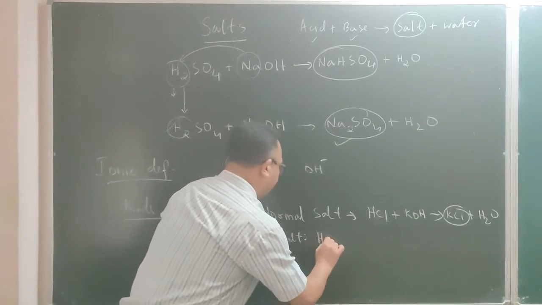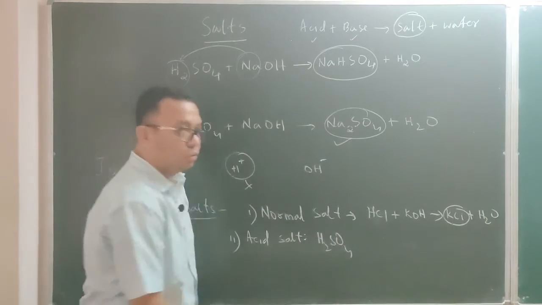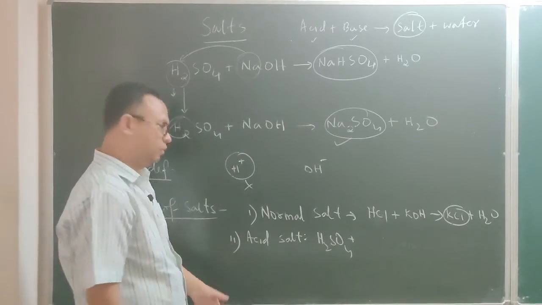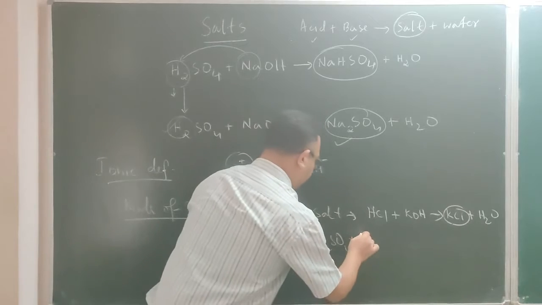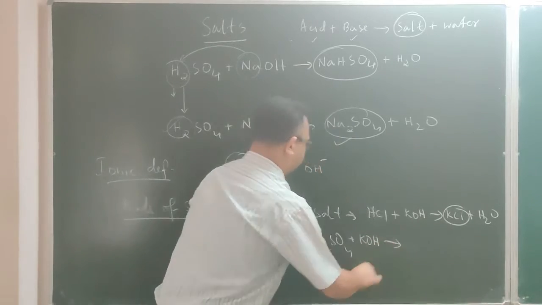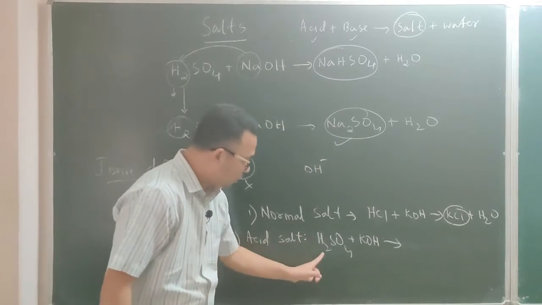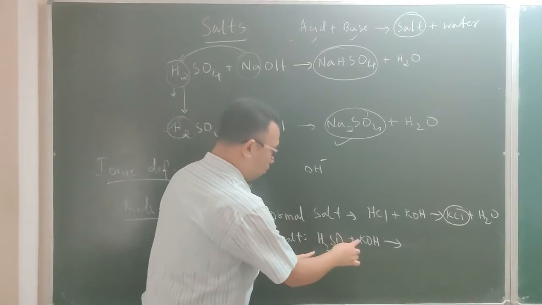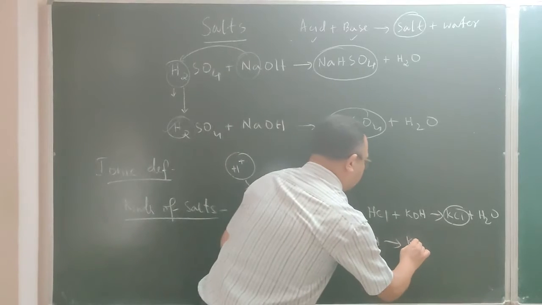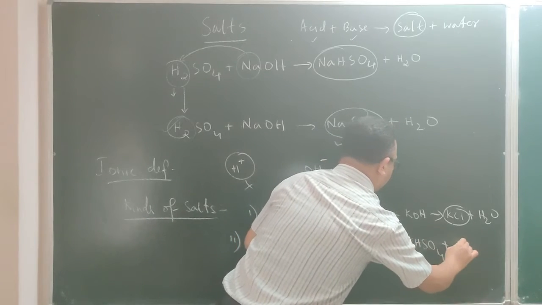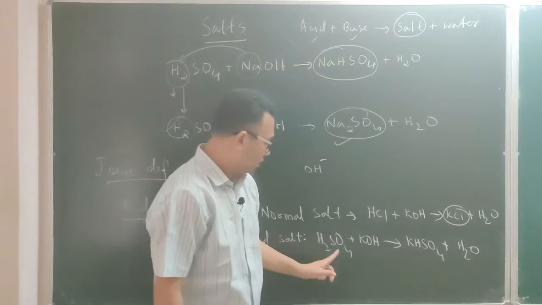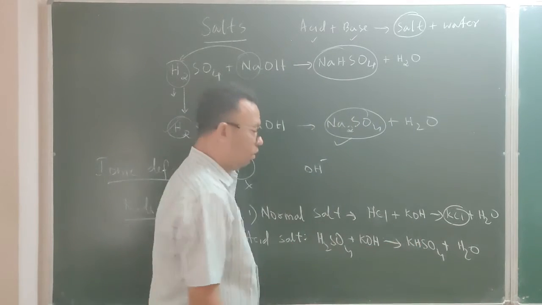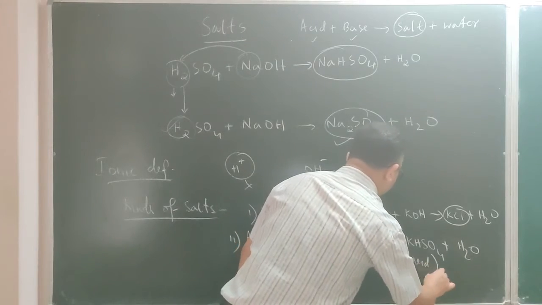So if I am talking about sulfuric acid, you can see 2 hydrogen, and if I am reacting this with a base, let me take KOH here. So acid and base. Now of this 2 hydrogen, if only one of them is replaced, the other one is still retained. Potassium will go and take the place of 1 hydrogen. So it will be KHSO4 plus water. Out of 2 hydrogen, only 1 hydrogen has been replaced, so the other one is still retained. Such kind of salt is what is acid salt.